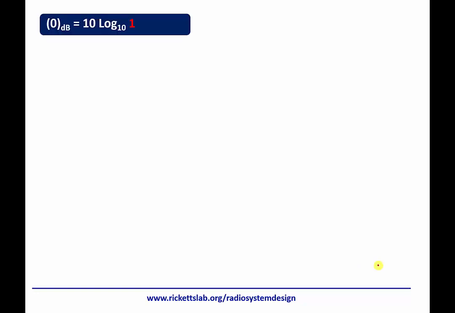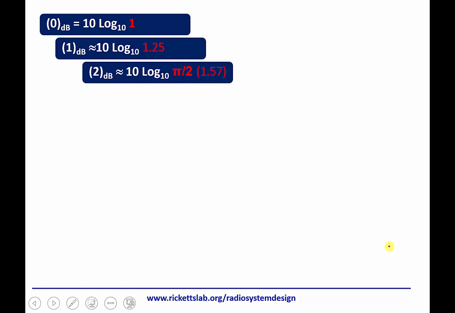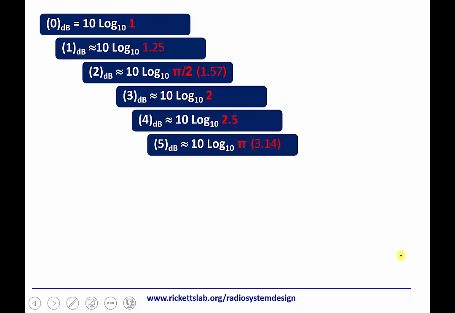All right, so I want to go through a couple examples. One of my colleagues put together a nice system of dB 1 through 10. The log of 1 is just 0, so we get 0 dB. 1 dB is equivalent to 1.25 in the linear scale, and I'll just let you follow along. Pi over 2 is 2, 2 is 3 dB, 2.5 is 4, pi is 5.